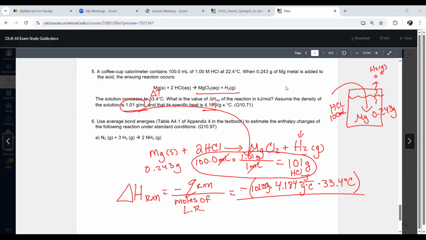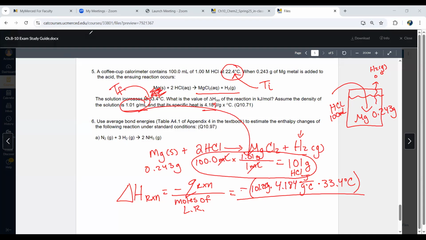Oh, thank you so much. I did not read the problem properly. So we do have an initial temperature and then we have a final temperature. Oh my God, that's my bad. Thank you so much. We do have an initial and a final. I didn't read the problem correctly.